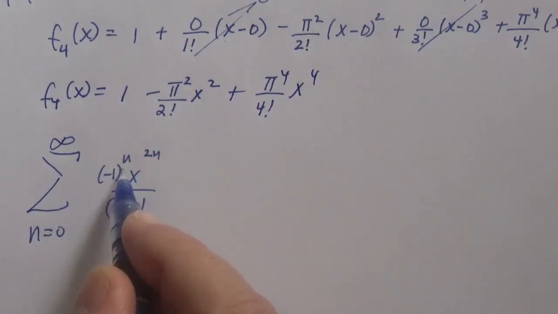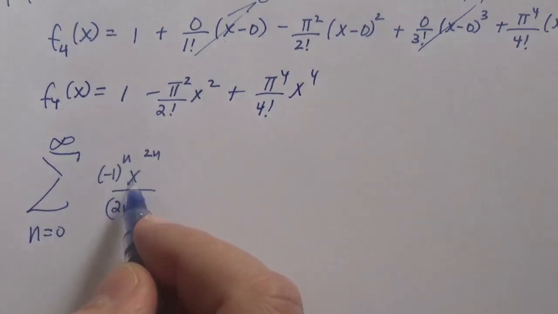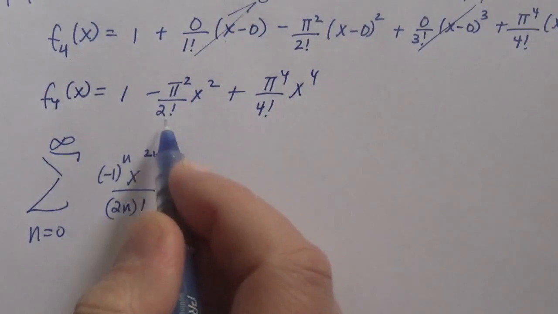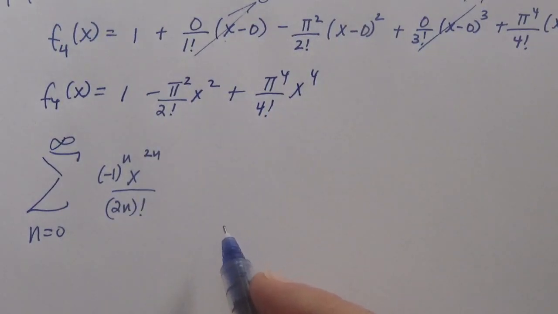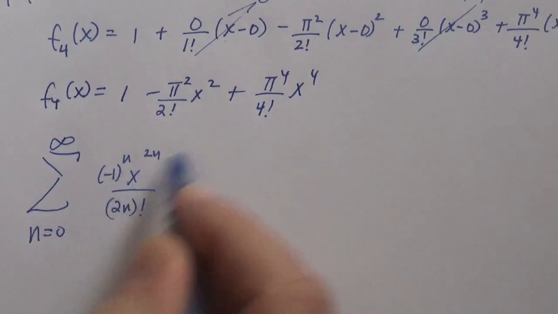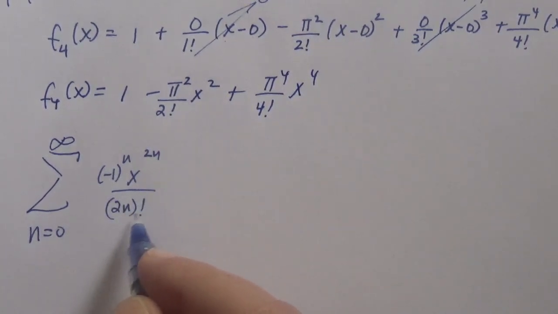I plug in 1, I get negative 1 to the 1, which gives me negative. Plug in 1 here, I get x squared. I get 2 factorial. That one works. I plug in 2. That's going to be a positive. That's going to be 4. That's going to be 4. So that works.